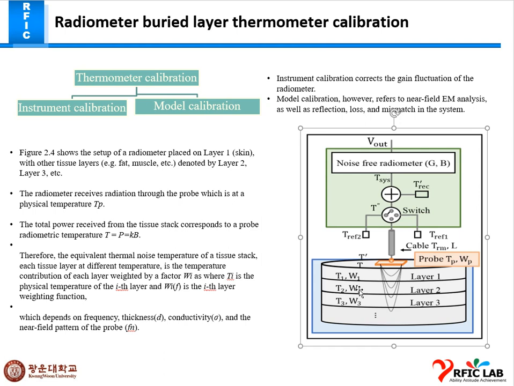And in this figure you can see this whole figure has a noise free radiometer, and it depends on the frequency, thickness, conductivity. Thickness is symbolized as D, conductivity, and the near field pattern of the probe, functions Fn.